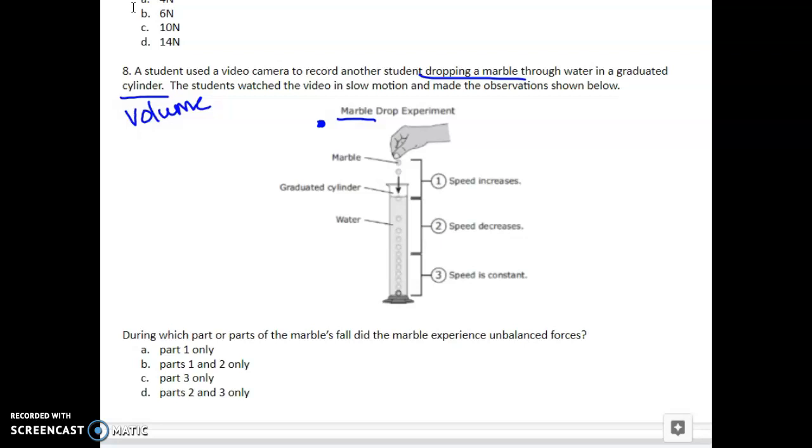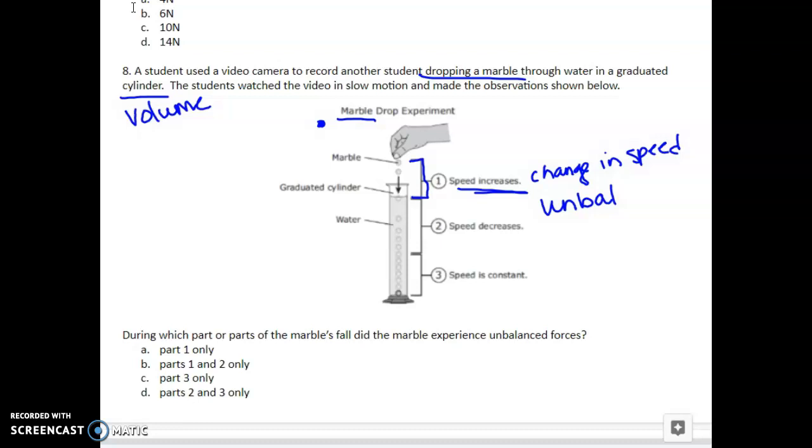And it shows us right here, this area right here between 1, the speed increases. And usually things that fall, the speed increases. So I know speed increases. That's a change in speed. So already I know that is an unbalanced force.